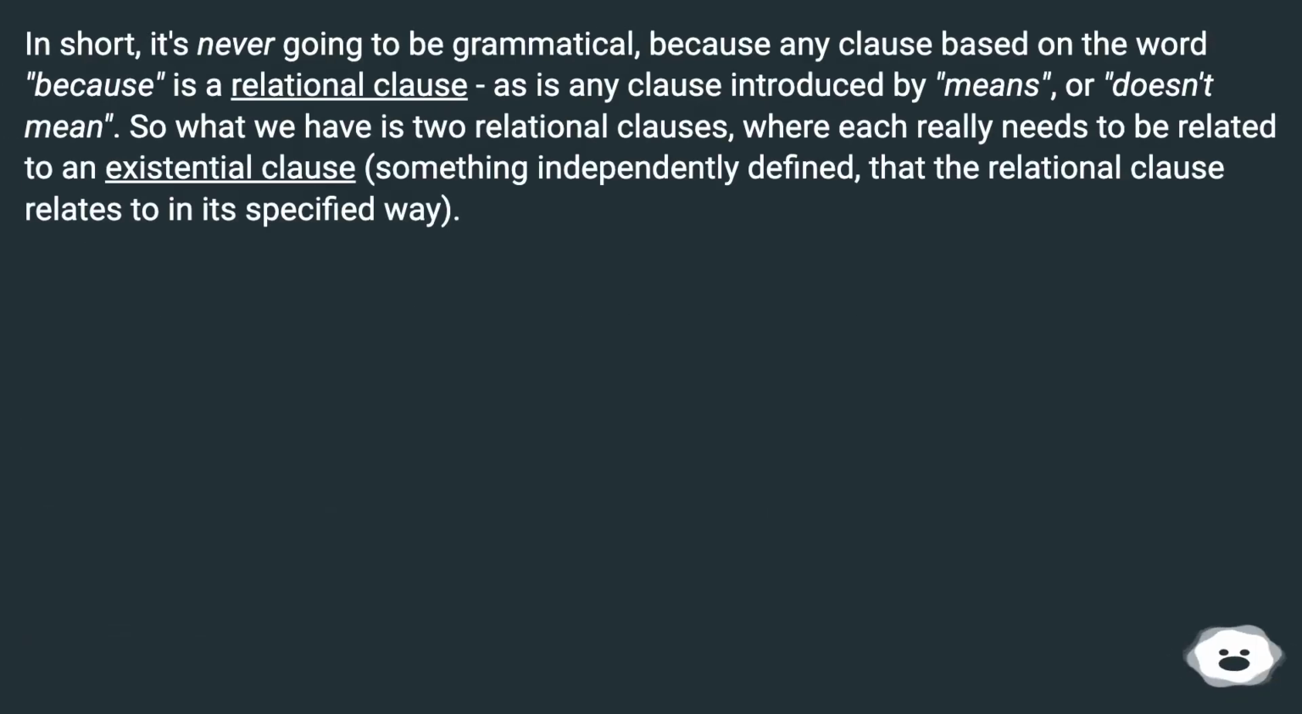In short, it's never going to be grammatical, because any clause based on the word "because" is a relational clause, as is any clause introduced by "means" or "doesn't mean." So what we have is 2 relational clauses, where each really needs to be related to an existential clause, something independently defined, that the relational clause relates to in its specified way.